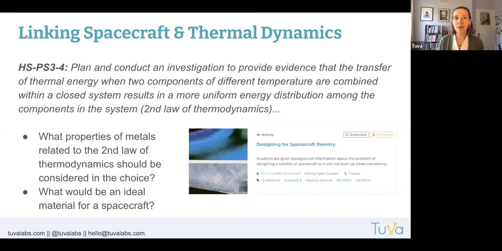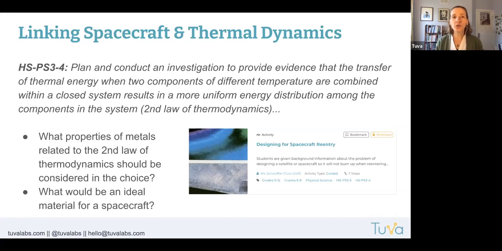So we could think about, okay, if we're designing a spacecraft to re-enter through the Earth's atmosphere, what kind of metals would we need to use? What would we need to consider about the properties of those different metals as it's coming back through the atmosphere, as it's being exposed to temperatures 3,500 degrees Fahrenheit or higher, as it's having all that friction coming through?